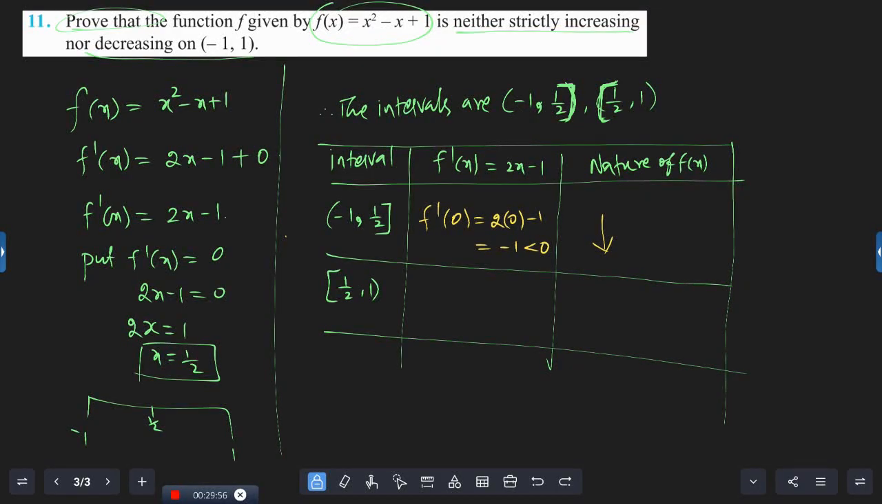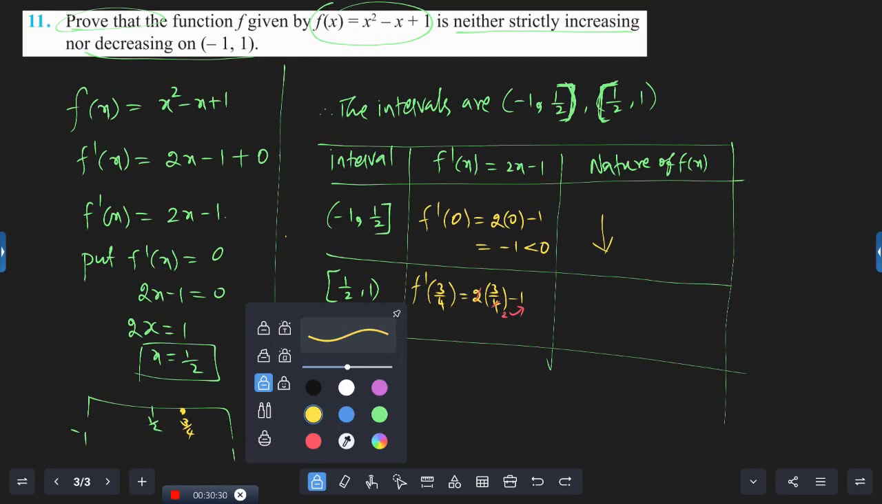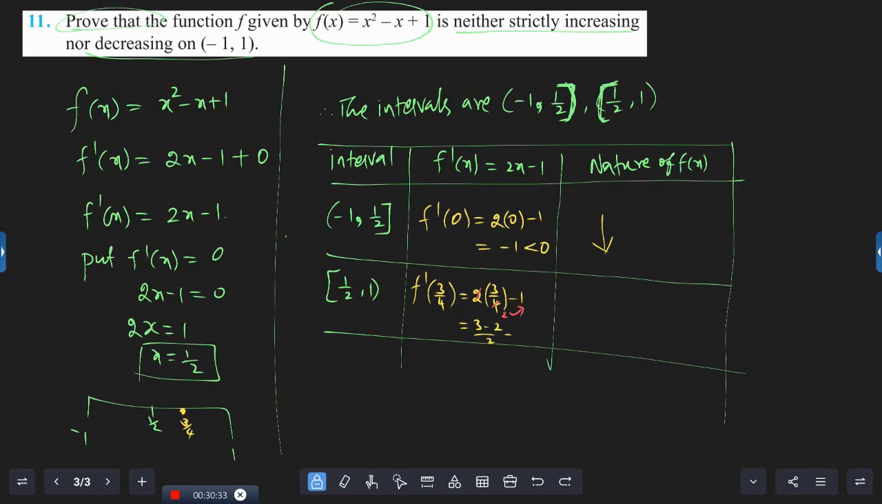Suppose in the next interval it is increase, surely we can say neither nor. Let's see what we are getting. So 1 by 2 above, 1 below, what can we take? Shall we take 3 by 4? 1 by 2 above, we have 3 by 4, 0.75, that I am taking. If you want to take anything else, you can, but it should be more than 1 by 2. So 2 into 3 by 4 minus 1. If you simplify, cross multiplying, I'm getting 3 minus 2 divided by 2, which is equal to 1 by 2, that is greater than 0, increase.